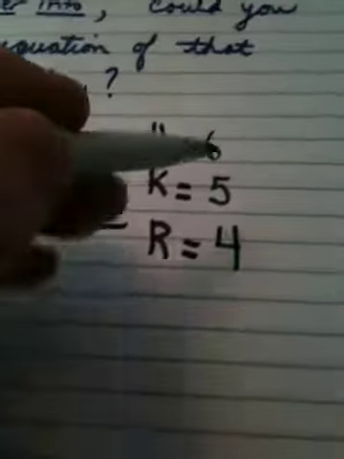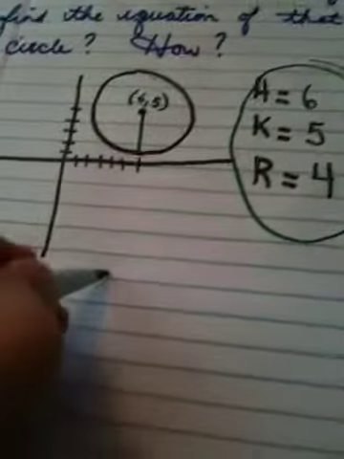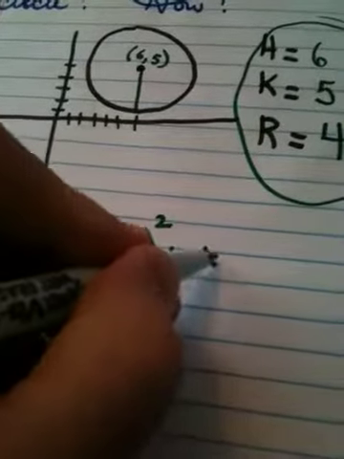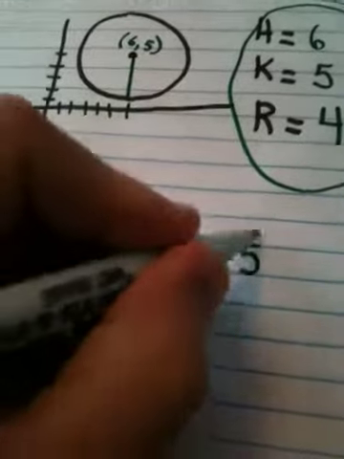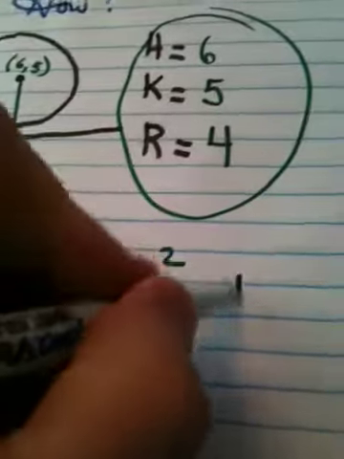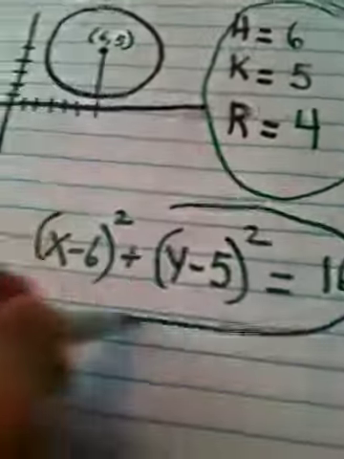So just by looking and counting and paying attention to your graph paper, you would be in good shape. And of course, once you had this information, you would know to write (x minus 6) squared plus (y minus k) squared, right, the equation of a circle, equals r squared. 4 squared is 16. And that would be your equation.